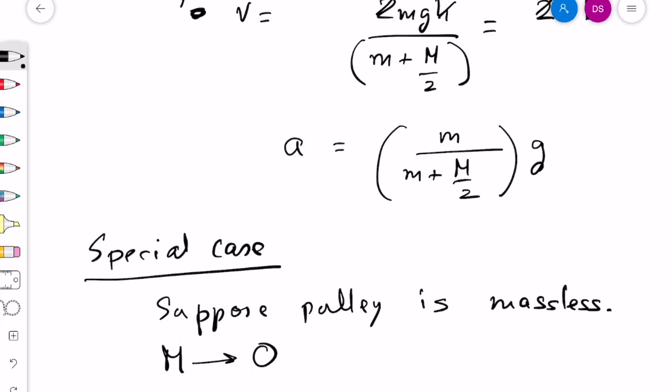What happens if you let M tend to 0? Then a would be approximately equal to g. So that makes sense that if the pulley hardly has any mass at all, then the stone would just fall with the acceleration due to gravity, as if it's just freely falling. All right, so that's all there is to this problem.